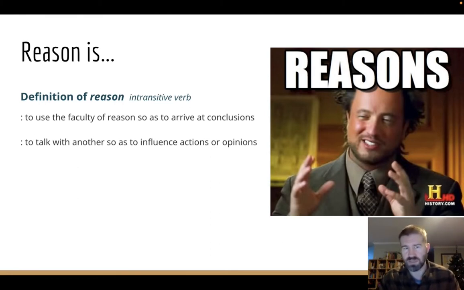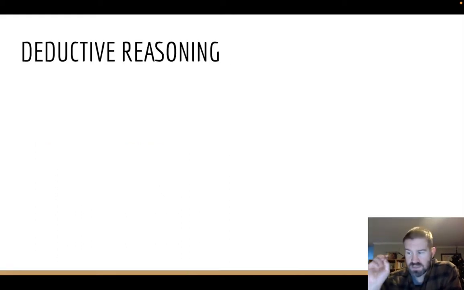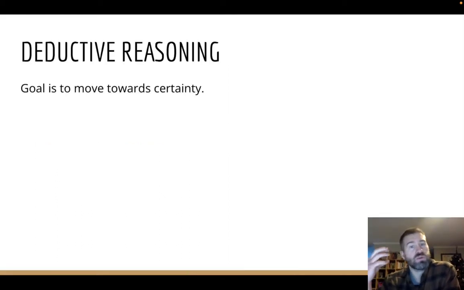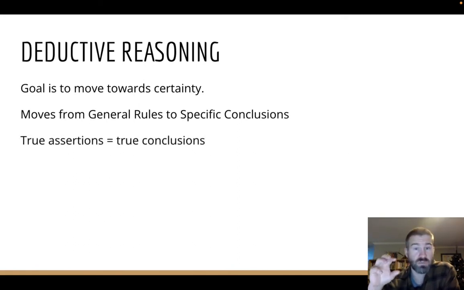So one way to do this type of reasoning is with what we call deductive reasoning. That's starting with the assertion of a general rule and then proceeding from there to a guaranteed specific conclusion. Now, this one is a little bit trickier, and it only really happens in certain circumstances. One we might think about, and my apologies to the math-phobic folks out there, is math, where we're moving towards certainty, right? We're moving from a general rule to a very specific conclusion, and it's all based on the idea that the assertions we have, the first couple of claims, are true, and if we have true assertions or true facts, we're going to come to a true conclusion.